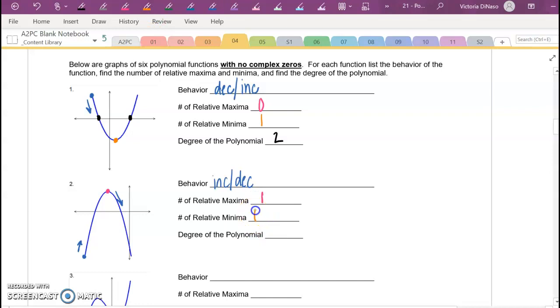There are no relative minimas in this problem, and then the degree of the polynomial is based on my x-intercepts. There are 2 x-intercepts, there are 2 zeros, so therefore my degree is 2. You want to go ahead and try numbers 3, 4, 5, and 6, and then we'll come back to talk about the leading coefficients of each of those.